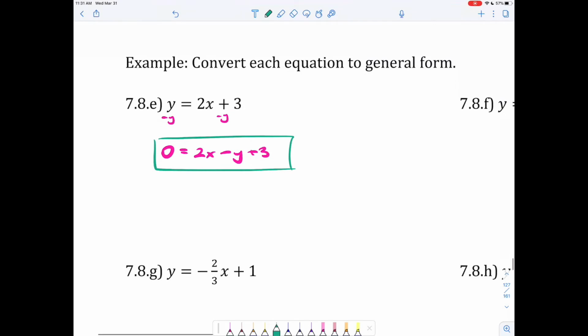Keep in mind that order is important. We couldn't have 2x plus 3 minus y. We want to maintain that order. And notice that Mr. A moved over that y because he noticed the coefficient of x was already positive, right? So we want our leading coefficient to be positive, so might as well move everything to that side if it already is positive.